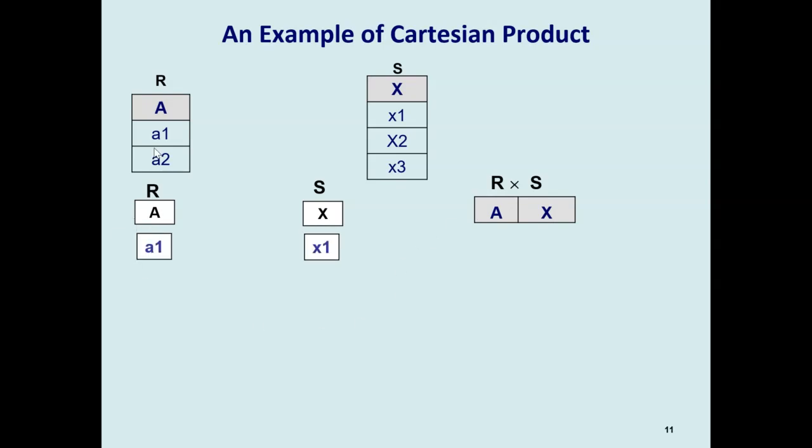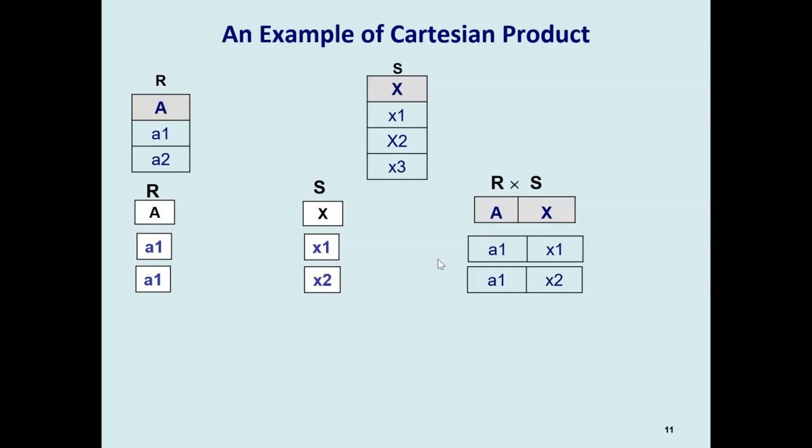Then how do we perform it? We take the first element of R, then we take the first element of S, then we combine the 2. Since we haven't finished combining A1 with every single element of S, we still use A1 and combine it with X2, okay? We get A1, X2. Then we still use A1 because we still have X3 left in S. So we finish combining A1 with X3. Now we have finished combining A1 with every element in S.